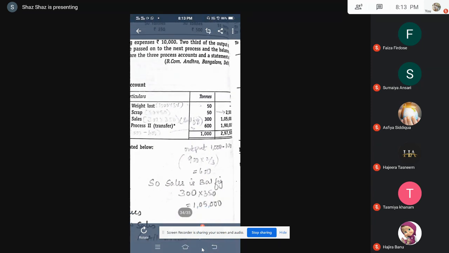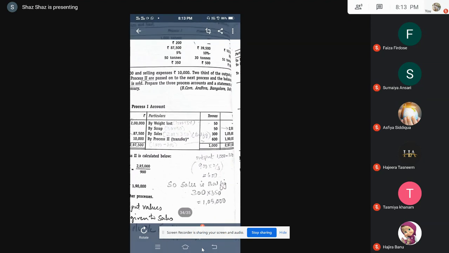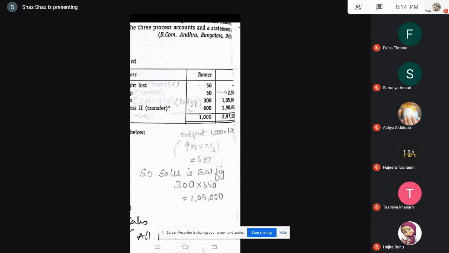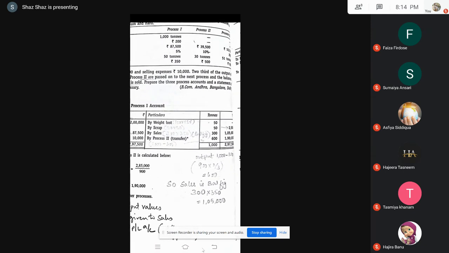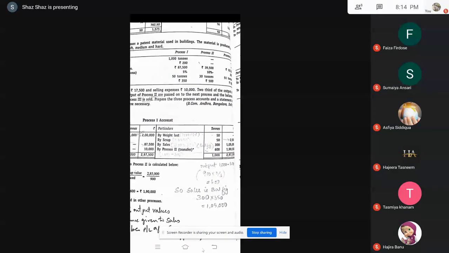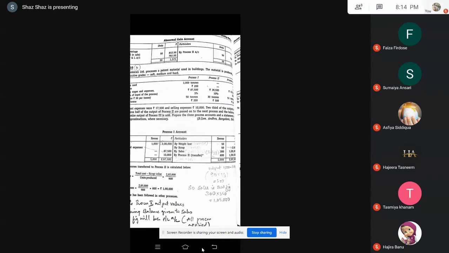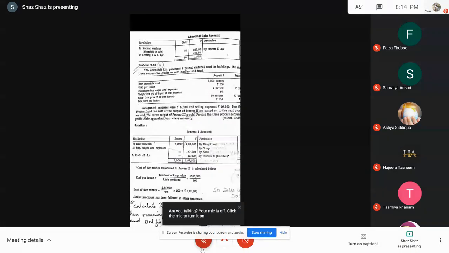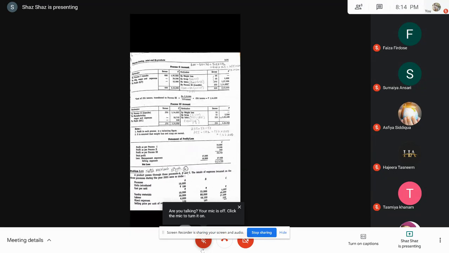This 600 tons, what they are telling you is, see, remaining will be called as your sales, remaining will be considered as your sales value. Yes or no, isn't it? So now what you're going to do here is अभी process one का फिर तुम्हें क्या करना, इसका balances लेना. How much have you got here? Wait a minute. Not this one.